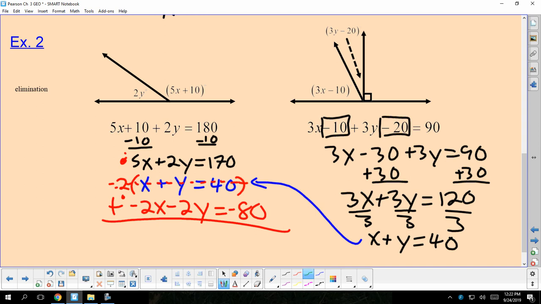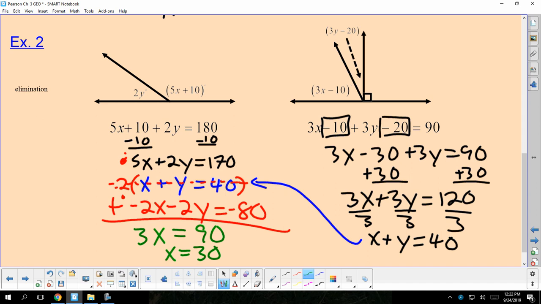So 5 plus negative 2 is 3x. The nice thing about those, positive 2, negative 2, they go bye-bye. And then 170 plus a negative 80. Divide both sides by 3. X equals 3.